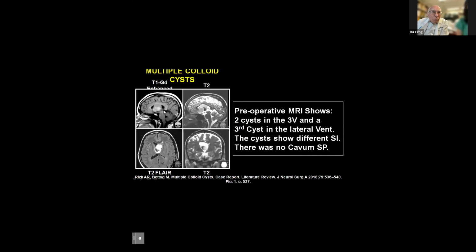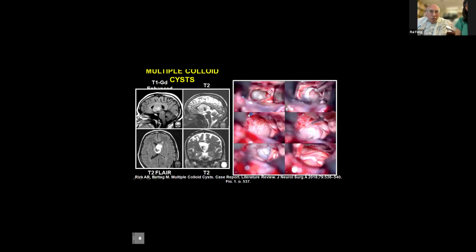This is a patient with multiple colloid cysts. The preoperative MRI shows two cysts in the third ventricle and a third cyst in the lateral ventricle. At surgery, they opened the cyst in the lateral ventricle, exposing the content, drained it, removed the deep wall, and showed the more anterior cyst in the third ventricle, resected that, showed the cyst in the posterior third ventricle, and then exposed the fornix and Monro.